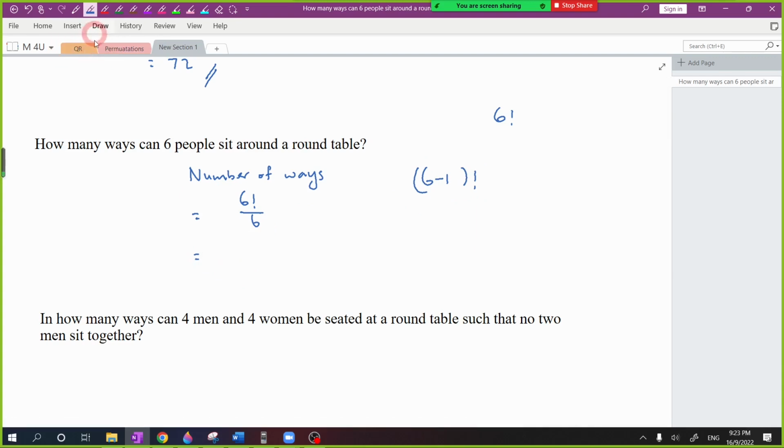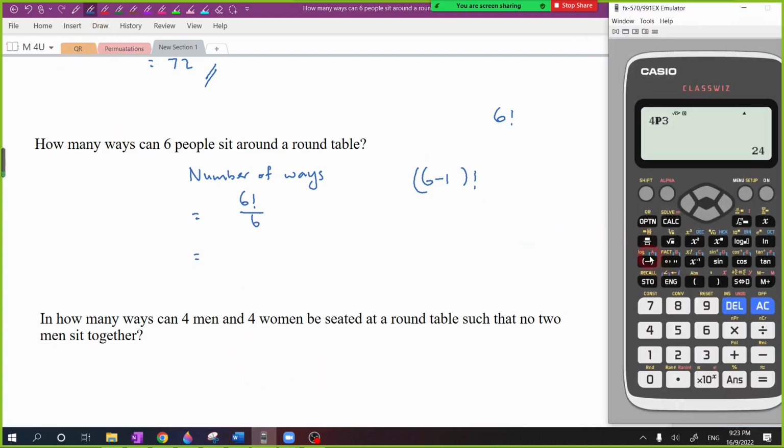Okay, let's press our calculator. 6 factorial divided by 6. You'll get 120. If you try to press 6 minus 1 factorial, you still get the same answer. 120 ways.